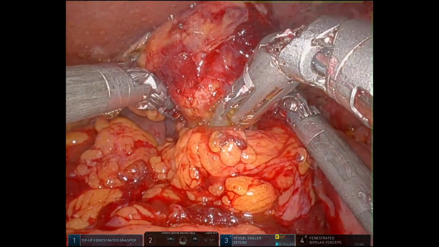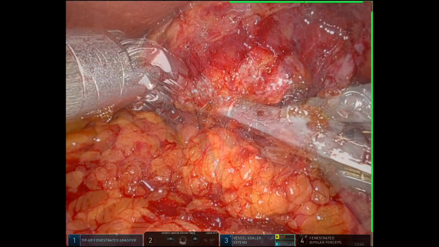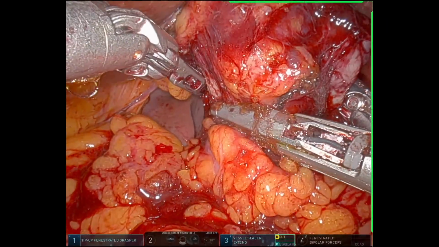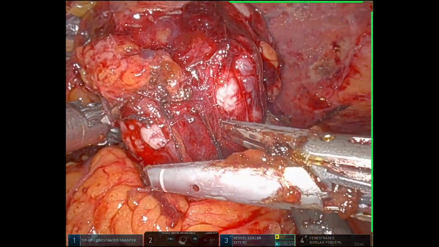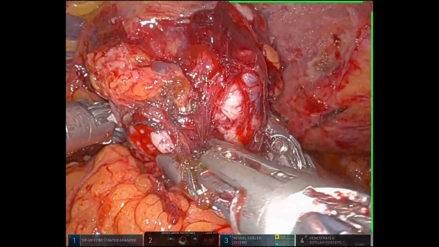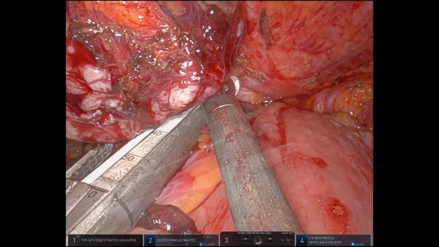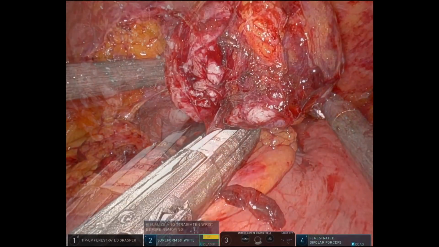Final pathology revealed a 4.8 centimeter spindle cell GIST with 2 mitoses per 5 square millimeters, no necrosis and negative margins. Immunostaining was positive for CD117 and DOG1 with a low proliferative index. Overall risk stratification was very low.